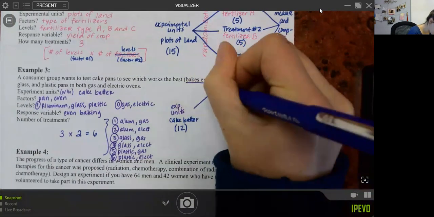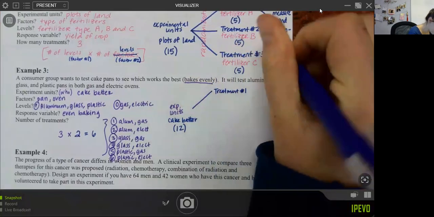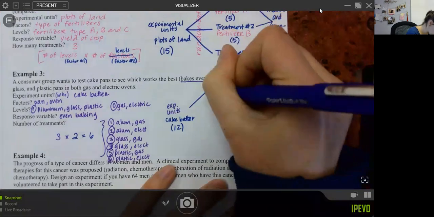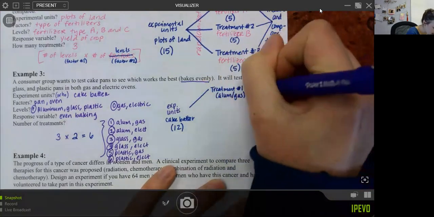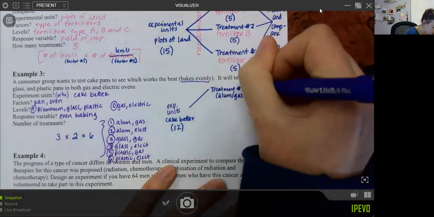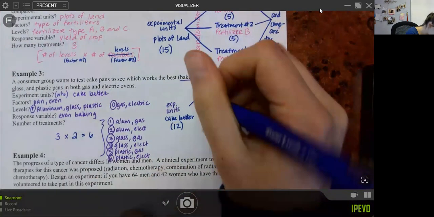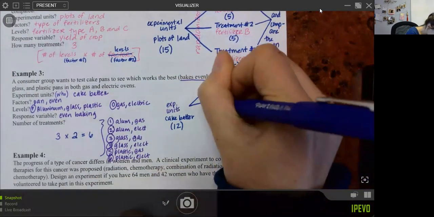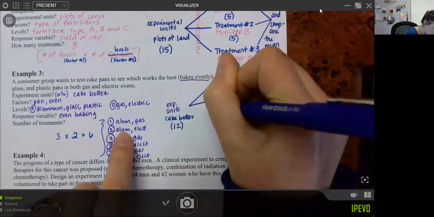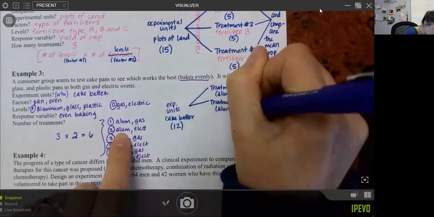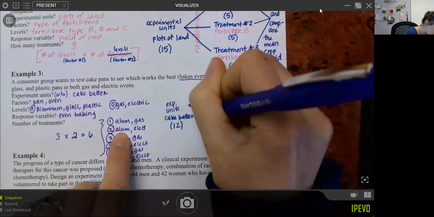Okay. Now I'm going to assign these to the 6 different treatment groups. So we've got, I'm just going to write this out, treatment number 1. Okay, what is treatment number 1? Well, that is the aluminum/gas group, and there should be 2 in that group, 2 cakes. So you want to have at least 2 per group. Treatment number 2, I'm just looking at my list right here, aluminum and electric. Guess what? Another 2 cakes.